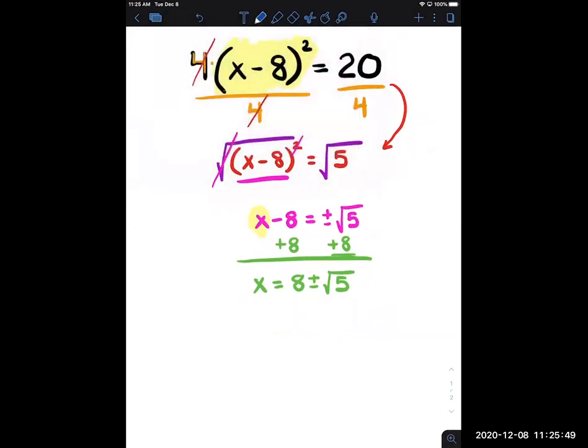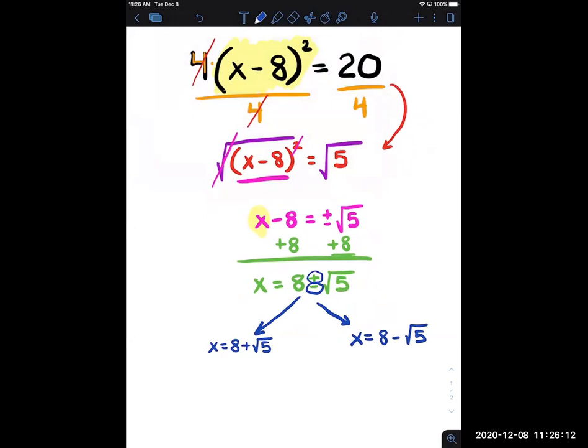Go ahead and break up your two answers. One answer is going to have the plus sign. So it's going to be x equals 8 plus square root 5. Your other answer is x equals 8 with the minus sign, minus square root 5. Those are our exact answers.